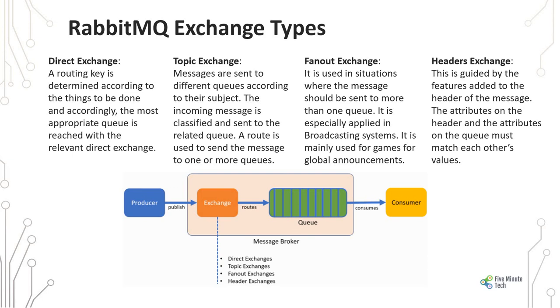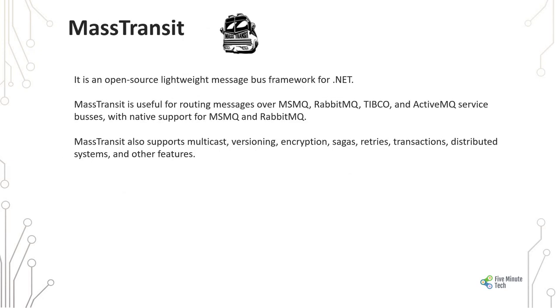Header exchange is the least used, and it is guided by the headers of the messages. The attribute on the header and attribute on the queue must match each other's value to be exchanged.